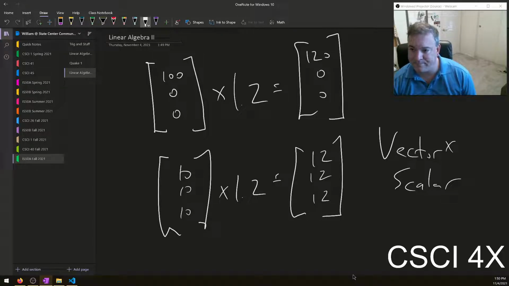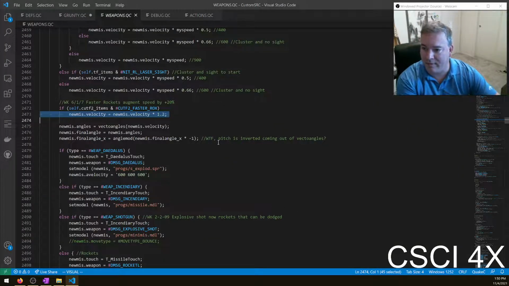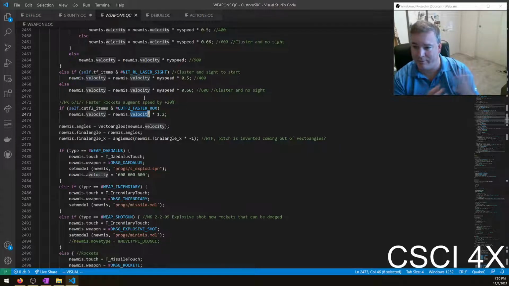Make sense? A lot of this linear algebra stuff is just common sense. You know, it's like, how much faster? Well, it's 1.2 times faster. Not too bad. But you might not know what happens when you take a vector and multiply it by a scalar. Well, that's what happens. Each of the components, the x component, the y component, the z component, each of them get multiplied by 1.2.